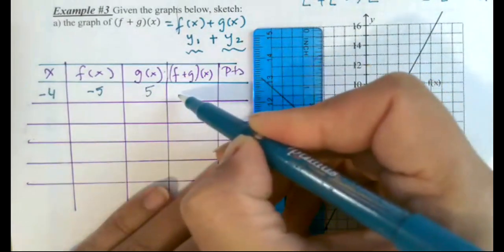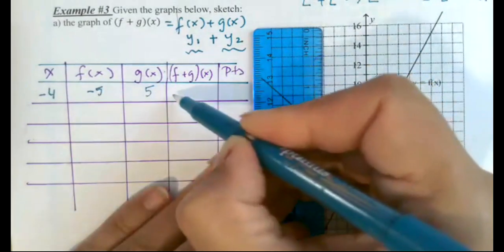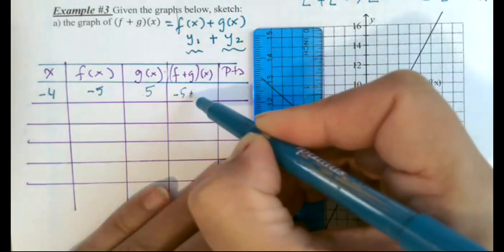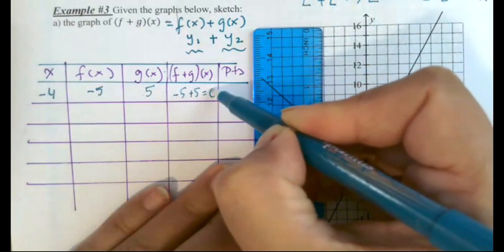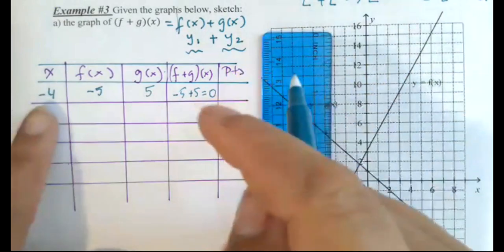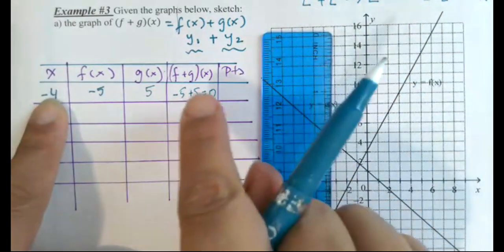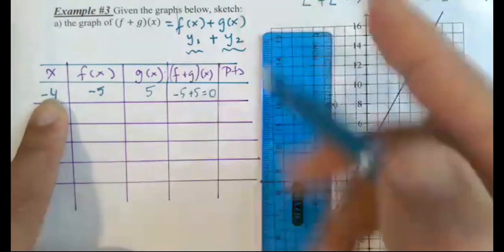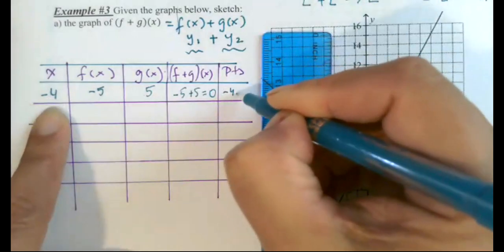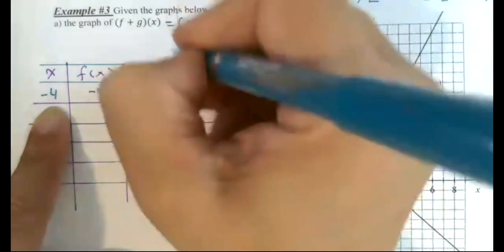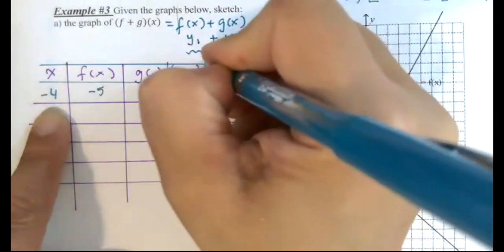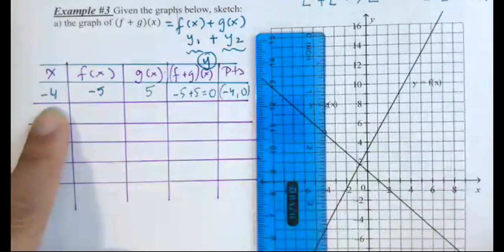All we have to do is add them. We already got them, add them. -5 plus 5 is 0. So the point is going to be this -4 from here with this y from here. -4, 0. So this is the y of the new function.